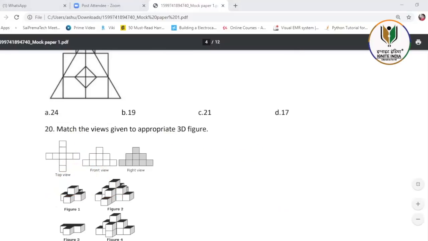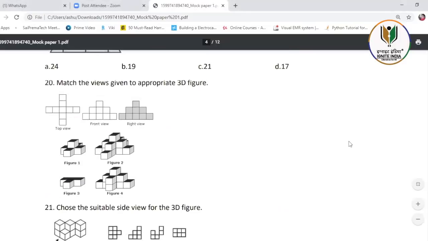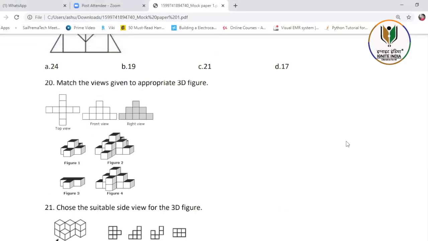Now these type of questions appear regularly in the paper. The next few questions, I'll mention them. See, they have given the top view, front view, and the right view of a 3D structure. You have to identify what structure it is.